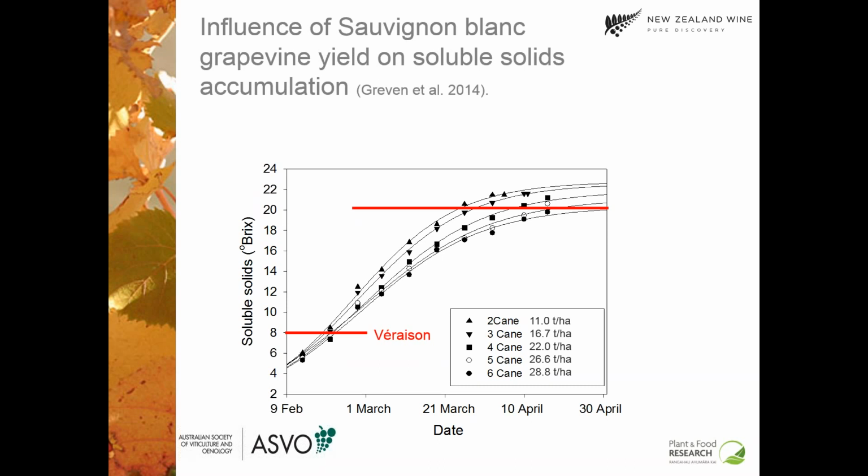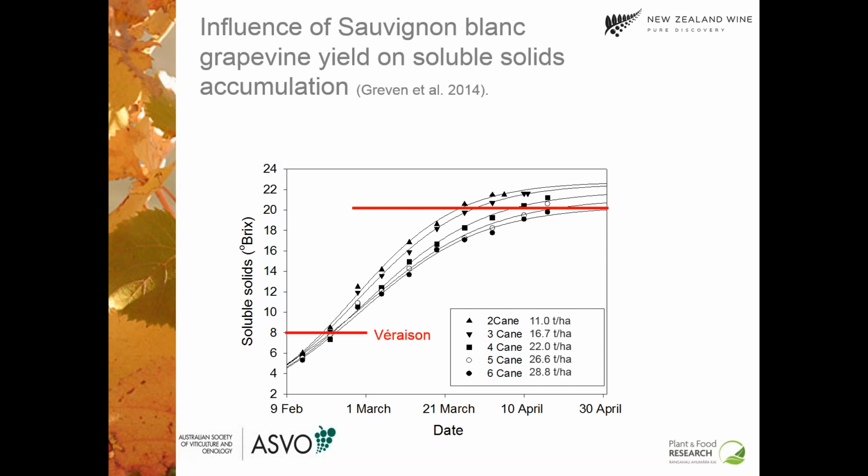Mark pruned vines to a range of node numbers determined by a range of canes. So there was a range from 24 nodes up to, I think, 72 nodes there, with 2, 3, 4, 5 or 6 canes, and you can see the range of yields that this produced, 11 tons up to nearly 30 tons. Again, the high yielding vines were later going through veraison. The soluble solids accumulation was slower, and particularly at 28, 29 tons, they struggled to achieve a target soluble solids of 21 brix.